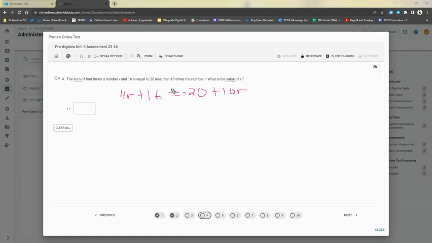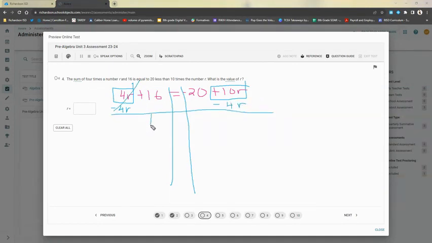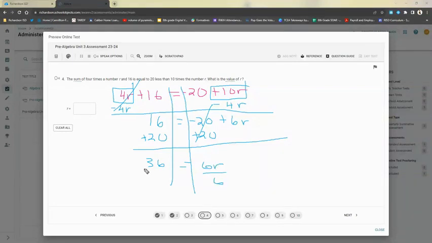So you draw your railroad tracks, box your variable, subtract 4r from both sides. 16 equals negative 20 plus 6r, add 20 to both sides. 36 equals 6r, divide by 6 on both sides, and 6 would equal r.